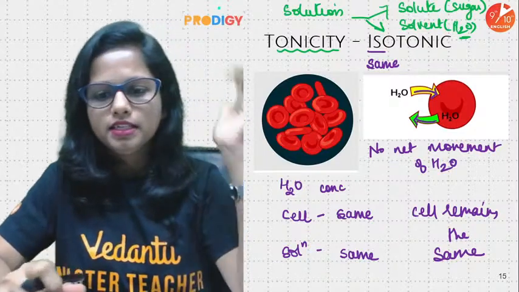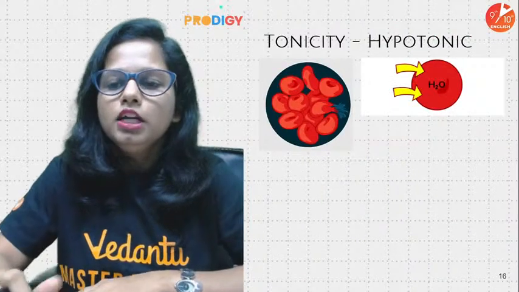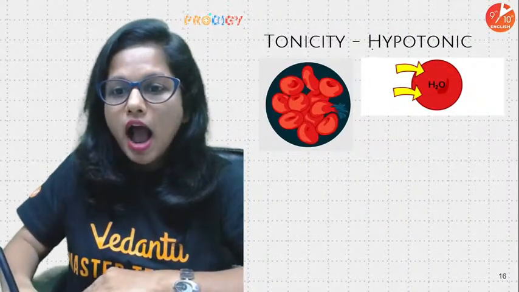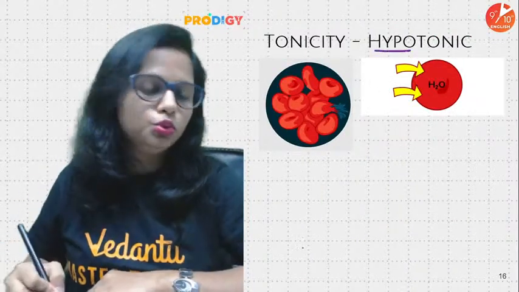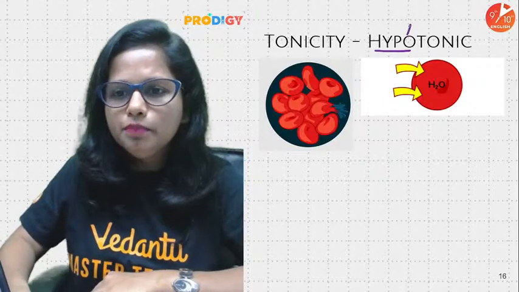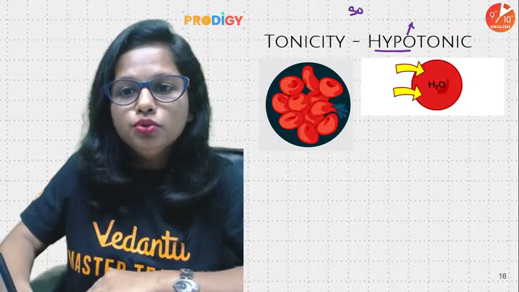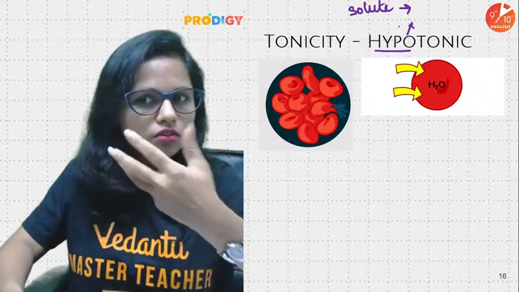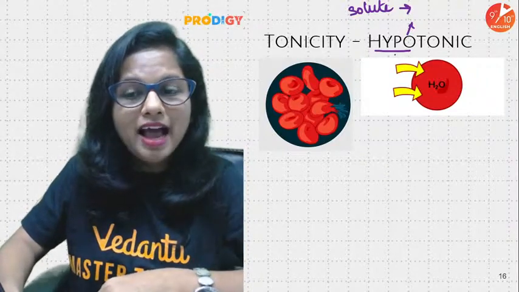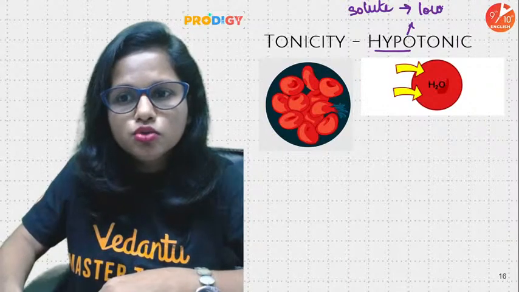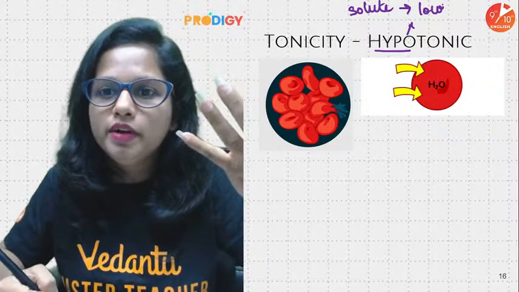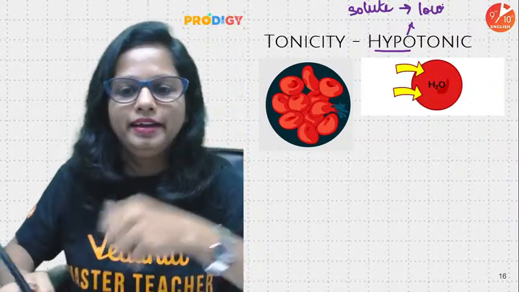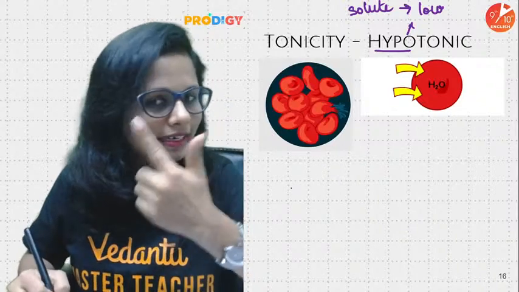Now people, let's talk about hypotonic solution. So here, what is hypo? The solute is hypo. Solute means what? Salt, sugar. So that is hypo. Hypo means the solute is low, which means the solvent, that is water, will be high. So let's write it again.